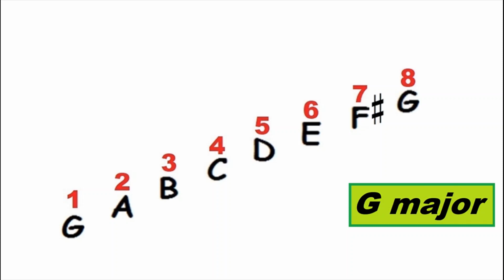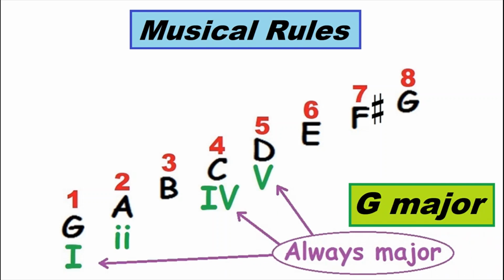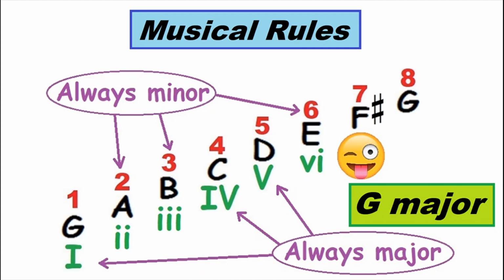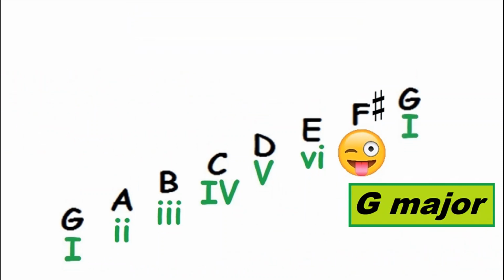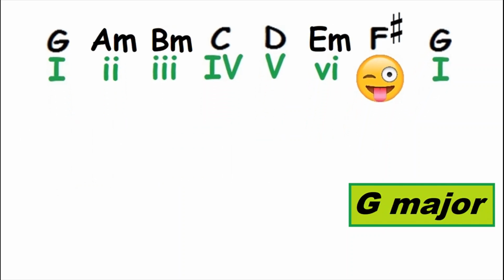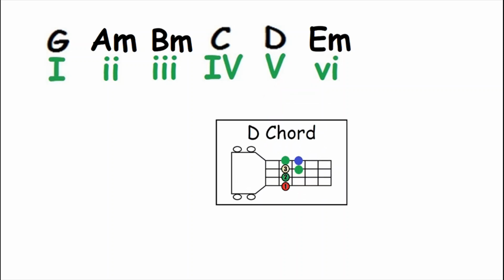We've got the notes laid out, but what about the chords? Here, our musical rules come in to save the day. 1, 4, and 5 are still major, and 2, 3, and 6 are still minor. 7 is still diminished, and the 8th note, the octave, is also 1. All of this means that the chords that occur within the key of G, the diatonic chords, are G, A minor, B minor, C, E minor, and D major, our new chord.